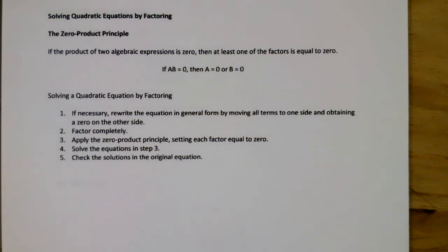And this is the method for solving a quadratic equation by factoring. If necessary, you might have to rewrite the equation in general form by moving all the terms to one side and obtaining a 0 on the other side. That's the first thing you might have to do. Get a 0 on one side by moving terms over to the opposite side of the equation. And then number 2, you're going to factor completely.